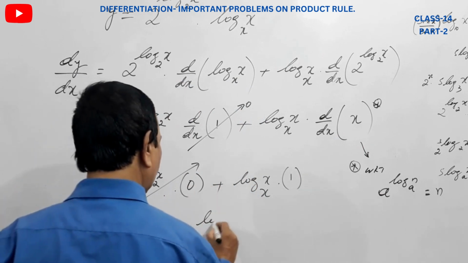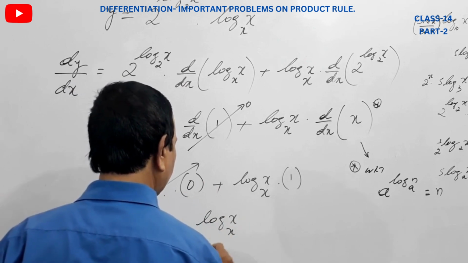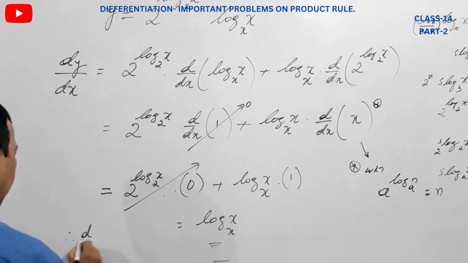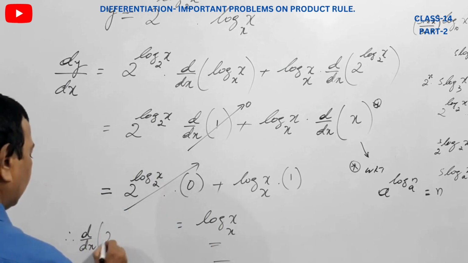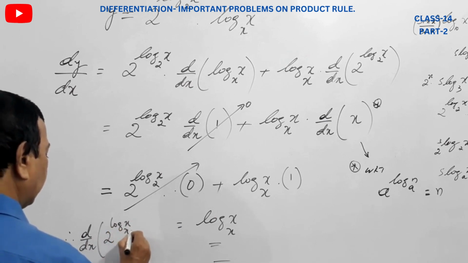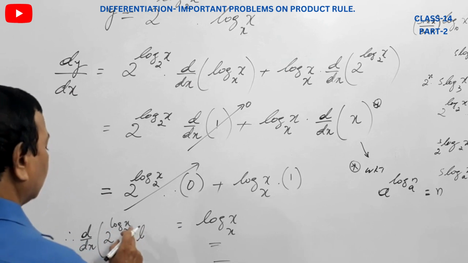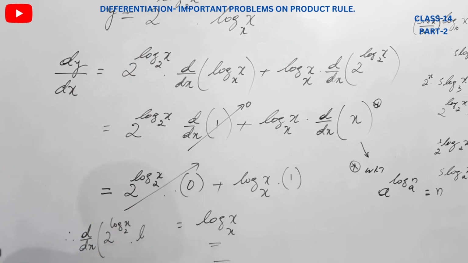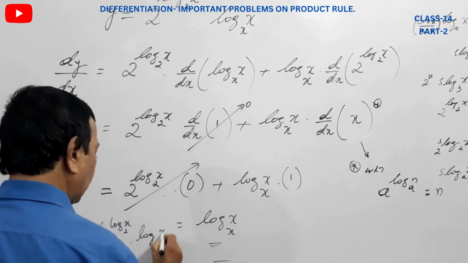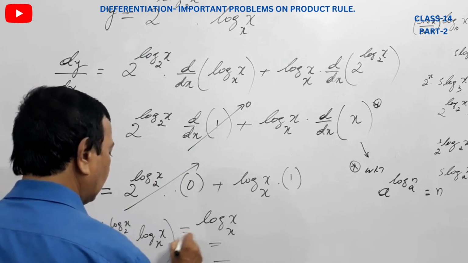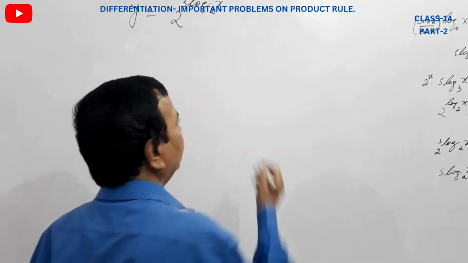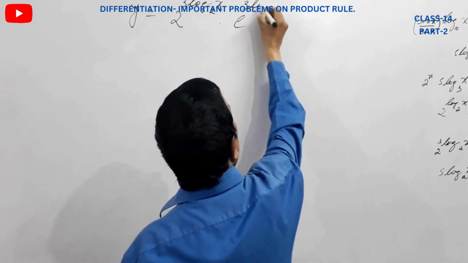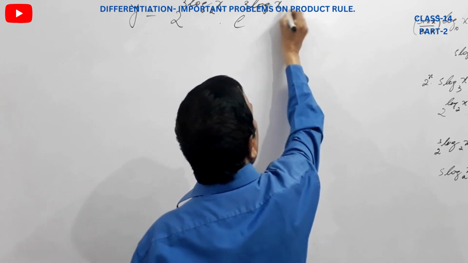So the answer is log x to base x. Therefore d by dx of 2 to the power of log x to base 2 into log x to base x equals this answer, 2 to the power of 3 log x to base 2 into e to the power of 3 log x.